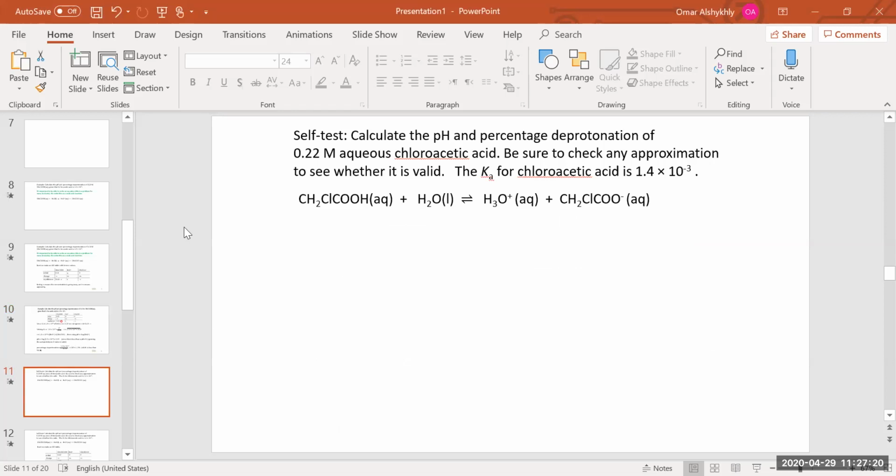Okay, so to this example. Calculate the pH and percentage deprotonation of 0.22 molar aqueous fluoroacetic acid. Be sure to check any approximation to see whether it's valid or not. The Ka for fluoroacetic acid is 1.4 times 10 to negative 3.